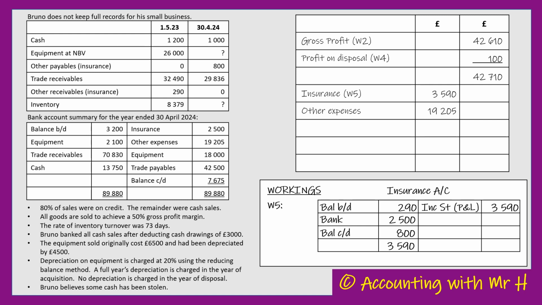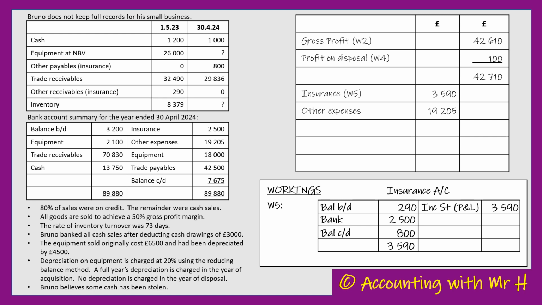So if I just start going through the bullet points underneath, the first one, I've dealt with that, second one dealt with, third dealt with, the fourth one, he banked all of his cash sales after deducting cash drawings of 3,000. Okay, so I might need to do something with that in a minute. Equipment sold, I've dealt with that. Depreciation, well, I'll do that last. Bruno believes some cash has been stolen. Oh, right, so if some cash has been stolen, he'll need to treat this as an expense. So this might be a good one to do next.